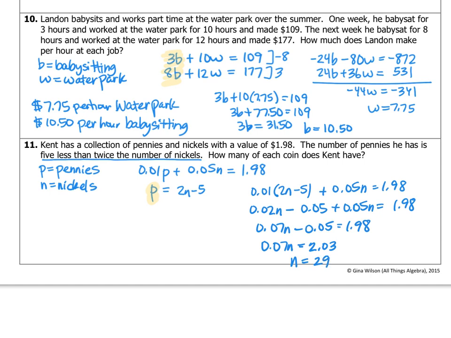So there's 29 nickels. And if I know there's 29 nickels, I can plug it back in right here and find out that there's 53 pennies. So 53 pennies and 29 nickels. Alrighty, we are done.